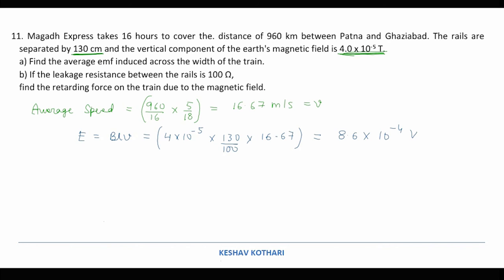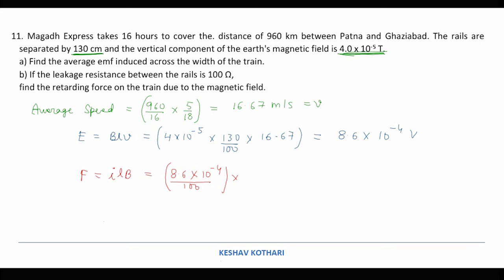Now in the next part it is asking, if the leakage resistance between the rails is 100 ohm, then find the retarding force. So the force that is going to act is F equal to ILB. And I can be calculated as EMF induced upon the resistance, which is equal to 100. So this is going to be the value of current.